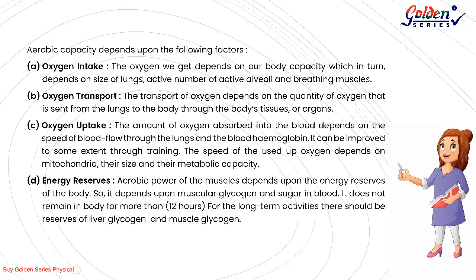C. Oxygen uptake. The amount of oxygen absorbed into the blood depends on the speed of blood flow through the lungs and the blood hemoglobin. It can be improved to some extent through training. The speed of the used up oxygen depends on mitochondria, their size and their metabolic capacity.